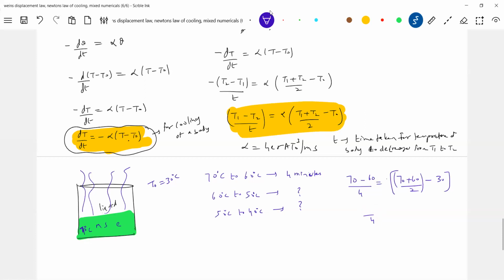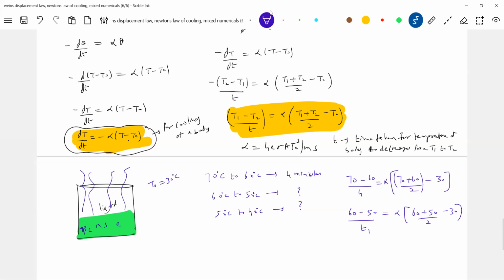Here is alpha, no? If you want to calculate the alpha, or leave it like this. Okay, now the time taken for the temperature to become 60 to 50, T1, I'll write it, equals alpha, (60 plus 50) by 2 minus 30. Dividing these two equations will get T1. That's all, no?